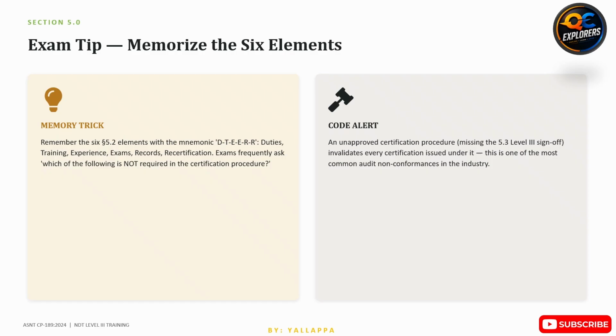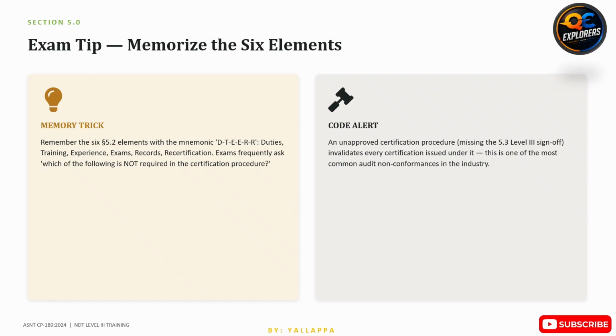Missing this approval effectively invalidates the certification process because Section 5.3 has not been satisfied. In real industrial audits, inspectors frequently verify that the current revision of the certification procedure includes documented Level 3 approval. Missing signatures, outdated revisions, or uncontrolled copies are common nonconformities. For examination purposes, always remember two key facts. First, every certification procedure must contain all 6 mandatory elements. Second, the completed procedure must receive Level 3 approval before any certifications can be issued.